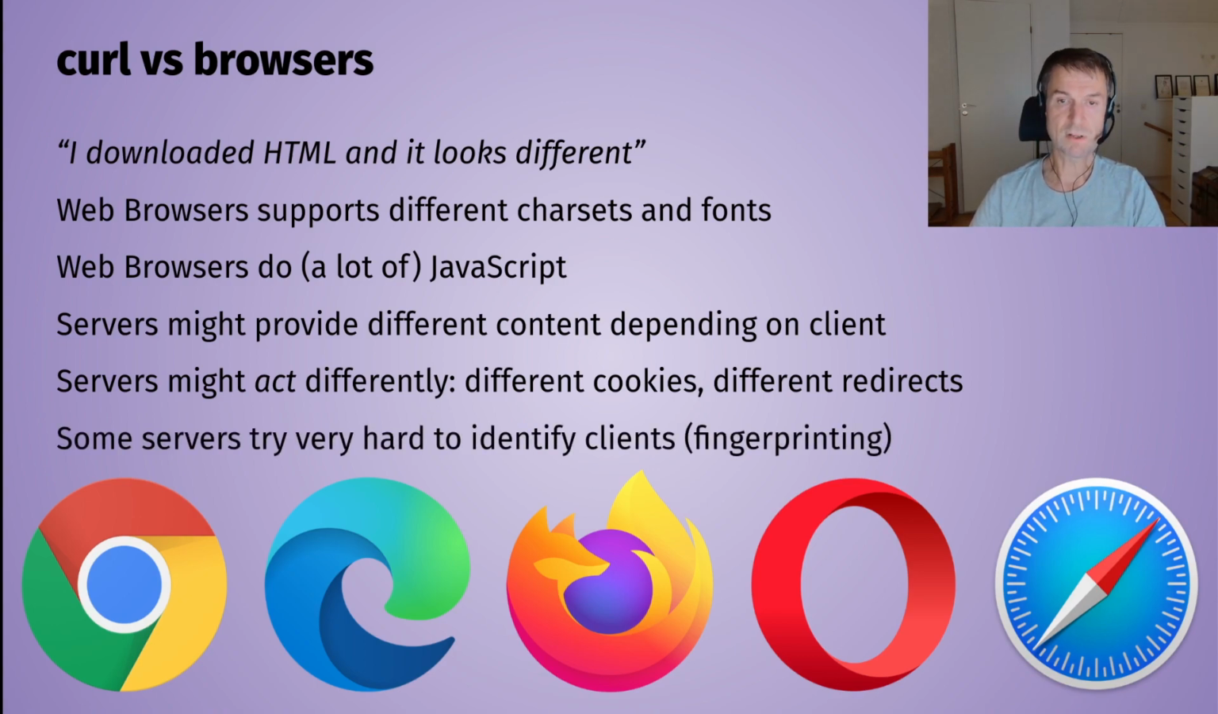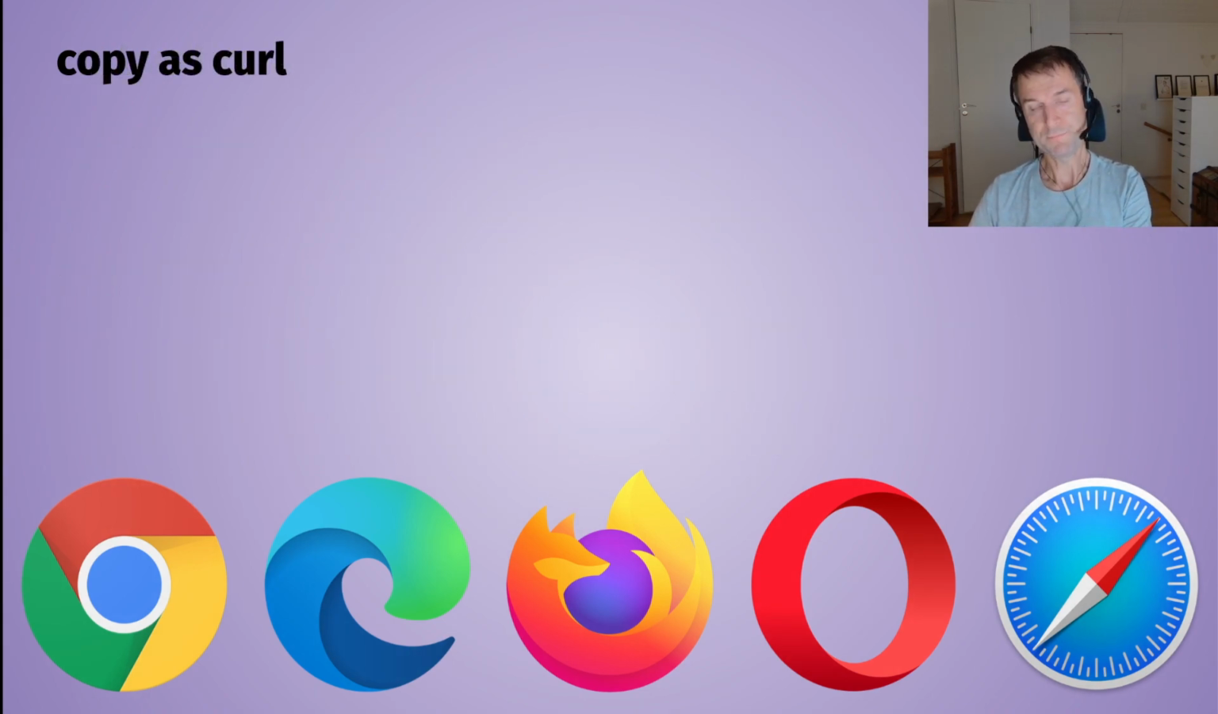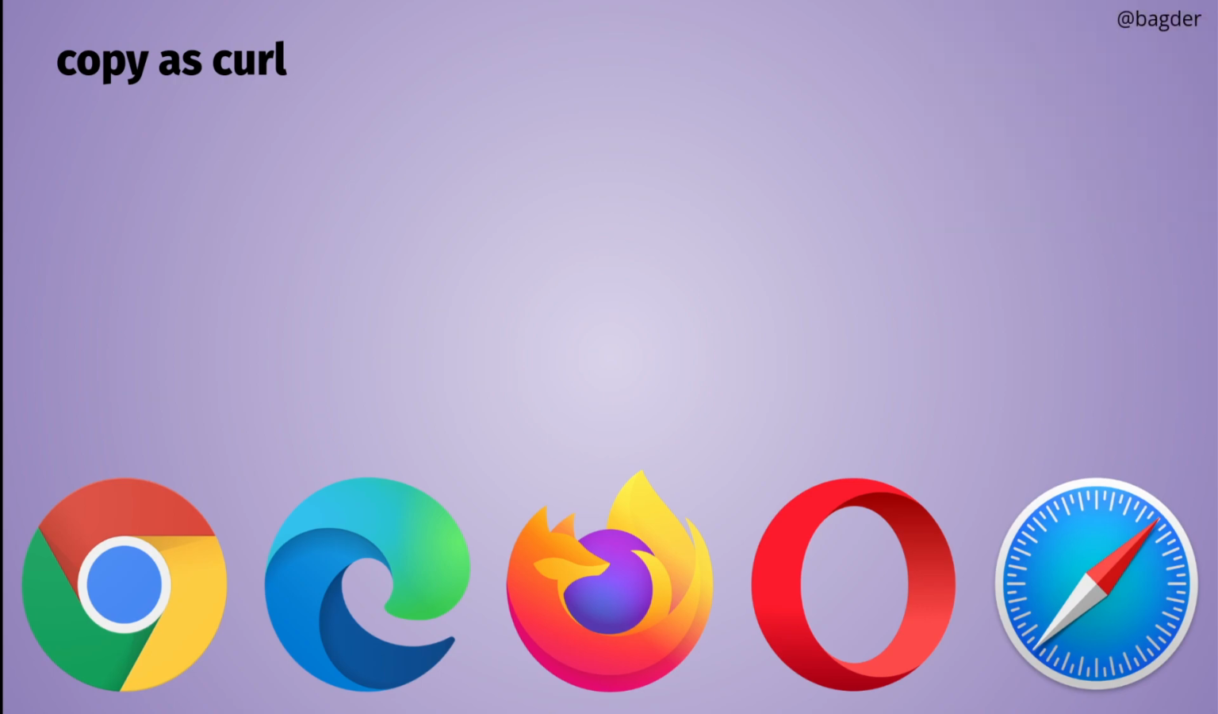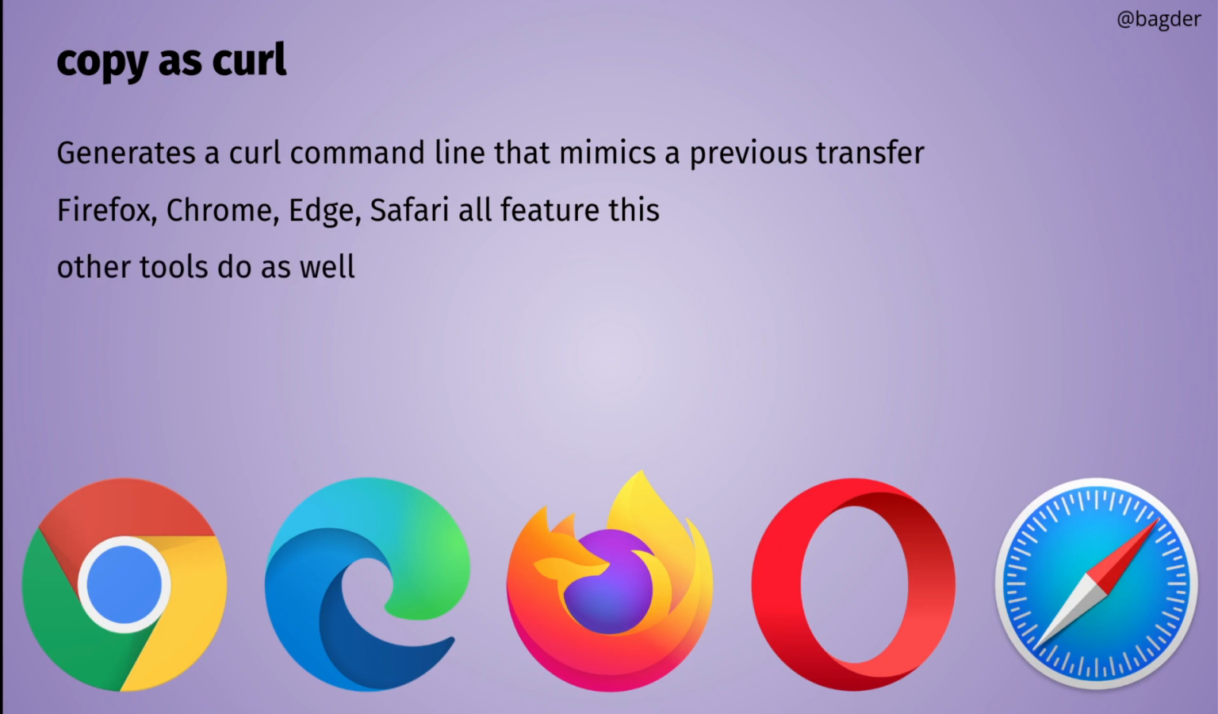I want to show you something. If you want to figure out exactly what a browser does and you want to do that with curl, you can of course figure that out yourself, or you can use the feature copy as curl. It is a common feature these days in a lot of tools, and I think in all the browsers nowadays. It basically is a way for you to generate the curl command line to mimic a previous transfer. All the big browsers have the copy as curl feature, and it's actually available in several other tools as well.